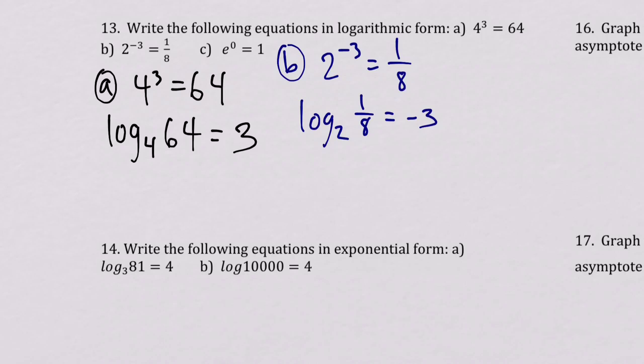Now for C, e to the 0 power equals 1. The base is e, so you're going to have a log with the base e. The log with the base e is called a natural log, so we're going to use ln, natural log, of 1 equals 0, which is true. And actually it's true for any logarithm. Any log of 1, doesn't matter what the base is, is also always going to be 0.